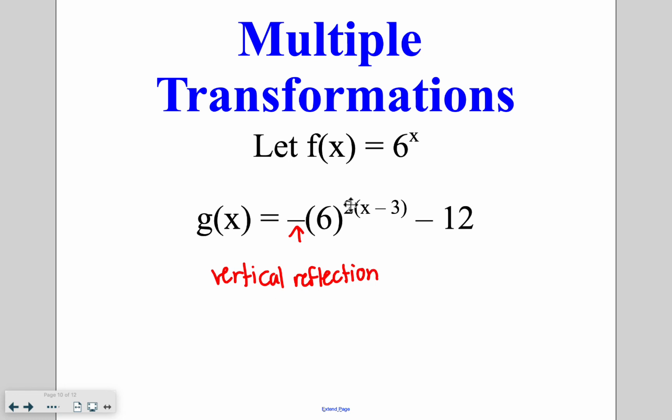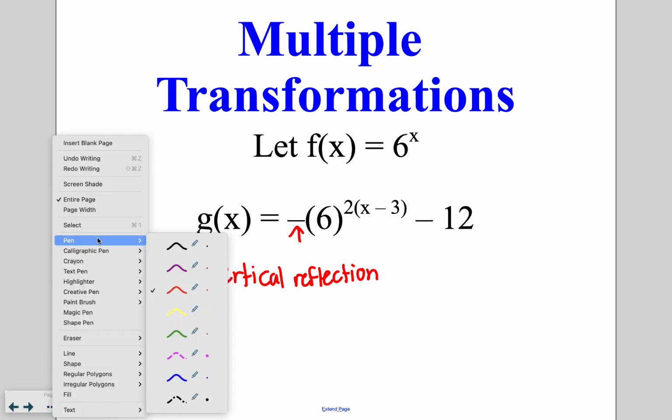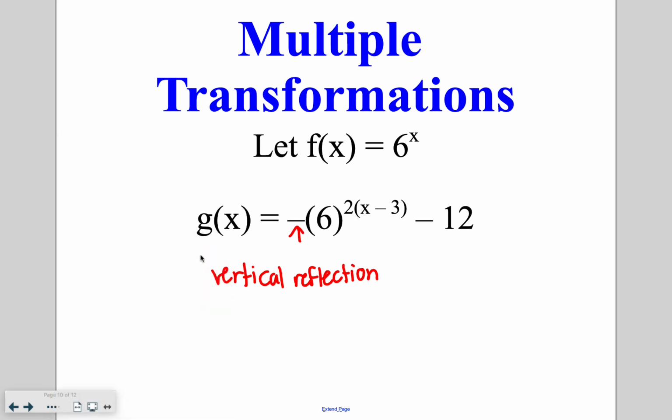Then I jump up to my exponent. There is no negative there, so there is no horizontal reflection, but I have this 2 being multiplied. So that 2 in the exponent tells me that there is a horizontal compression going on in my function. Again, you could write that as narrower.